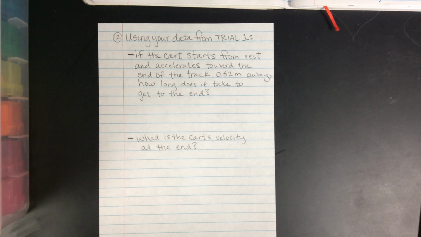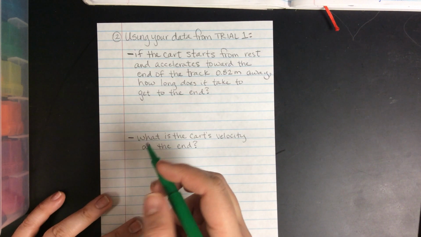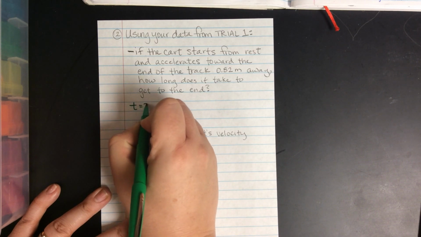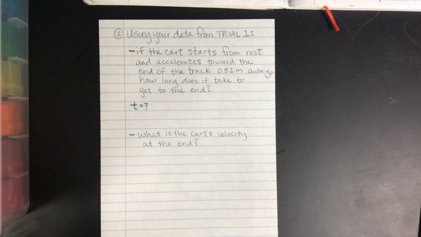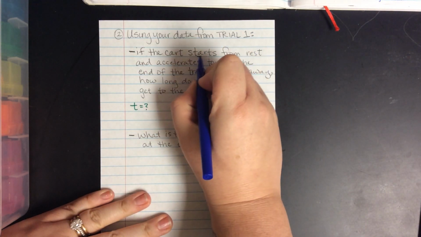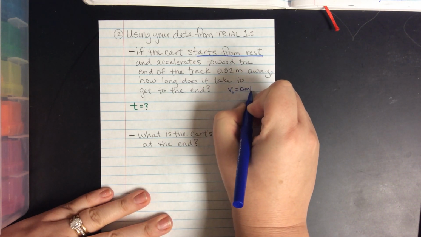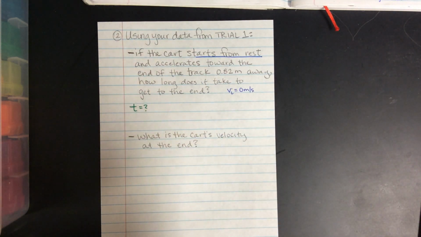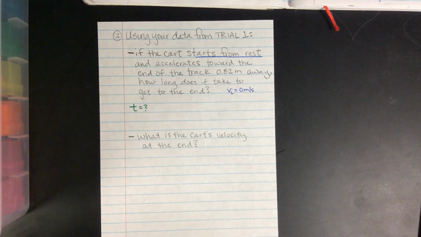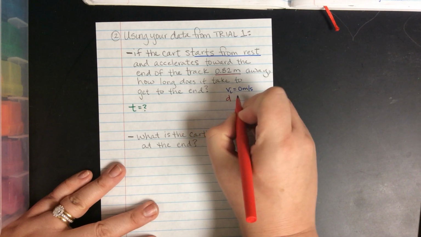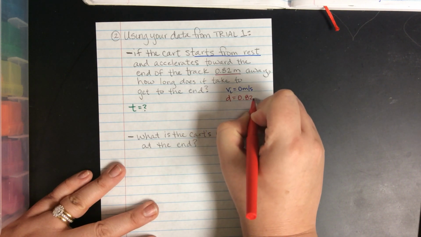So we know that we're looking for time. I'm going to write my equations and things color-coded just so that everything is clear. So I know I'm looking for time. So what do I know? First thing is, I know that my cart is starting from rest. That means that my VI is 0. I know that it's 0.82 meters displacement. That's how far the cart is traveling. So my D, 0.82 meters.